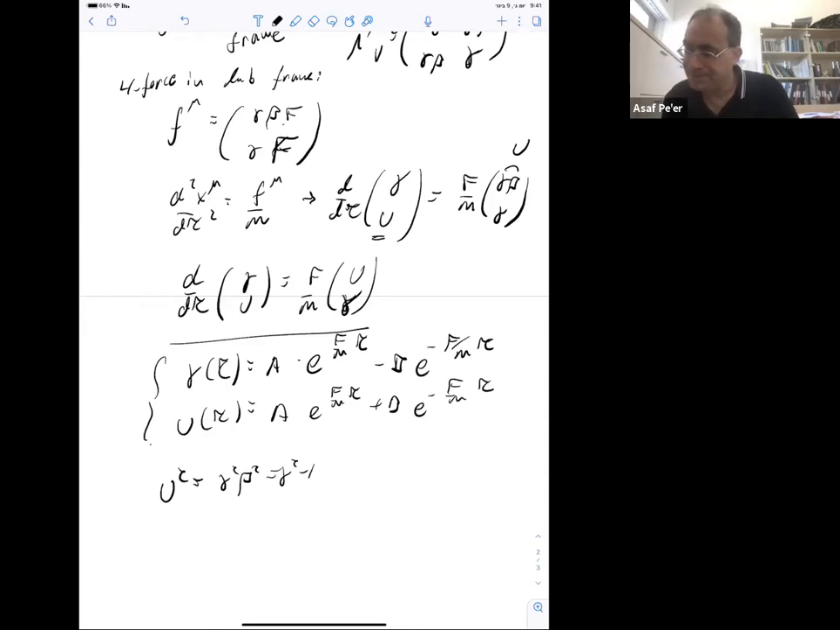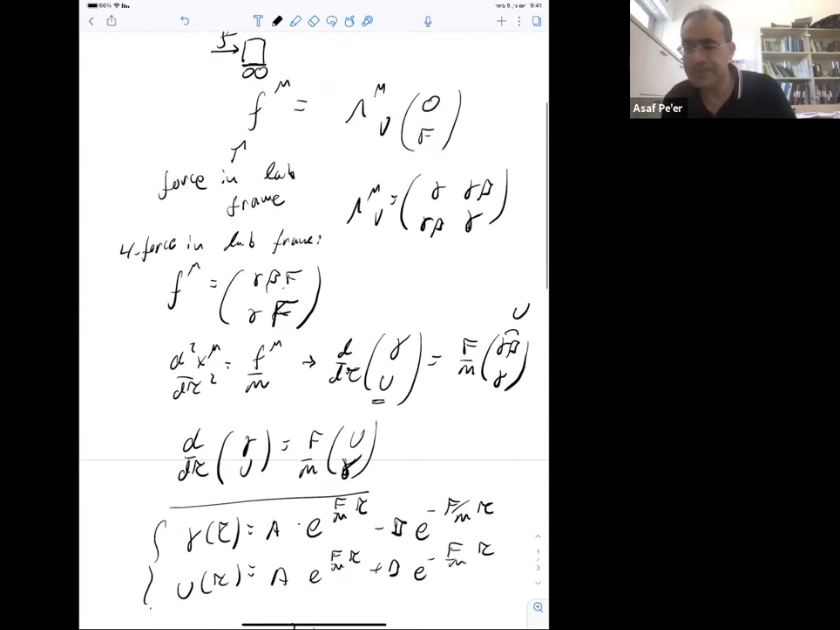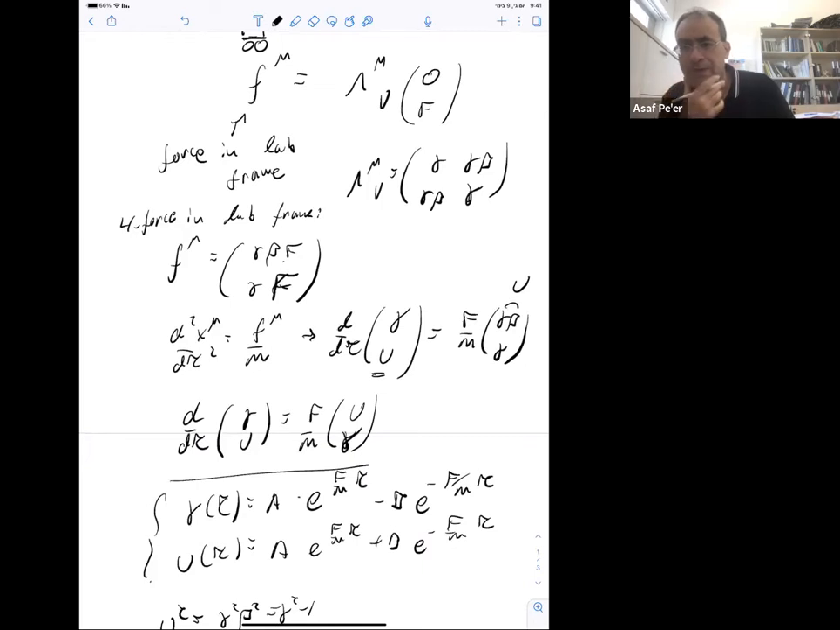All right, questions about that? I think some of you might have got confused when I said that the force is constant in the particle's rest frame. Maybe that was the confusing part. I don't know.